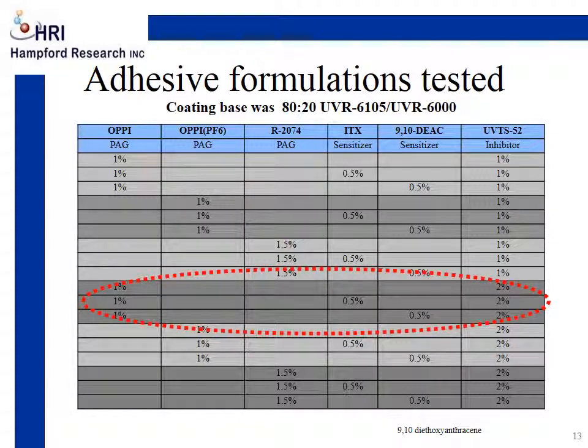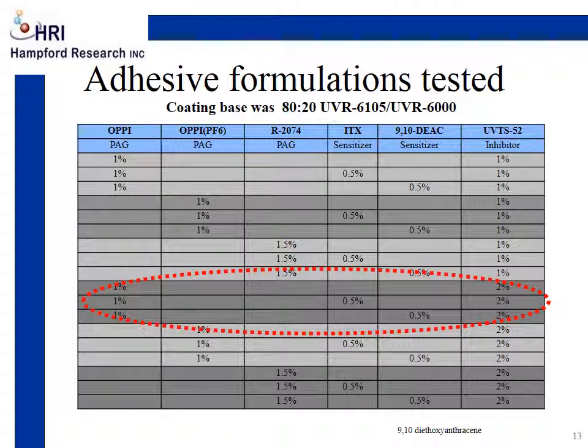And what we found was this area where we got the best performance, using the OPPI as the photoinitiator, either ITX or 9,10-diethoxyanthracene as a sensitizer, and UVTS 52 at 2% as an inhibitor.